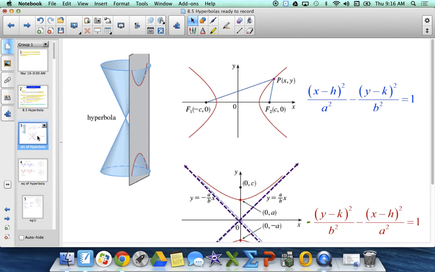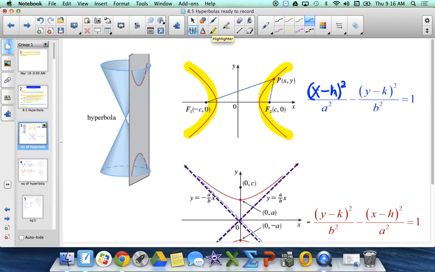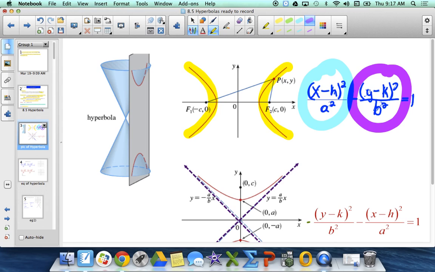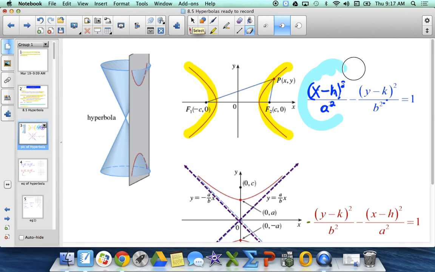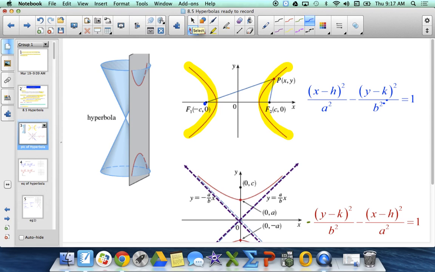A hyperbola has two branches. This is a branch and that's a branch. This particular hyperbola is horizontal. The equation is (x minus h) squared over a squared minus (y minus k) squared over b squared. And you'll see that in this hyperbola, the x is the positive term and the y is the negative term. So that's why it is horizontal. The foci are always on the inside of the branches.